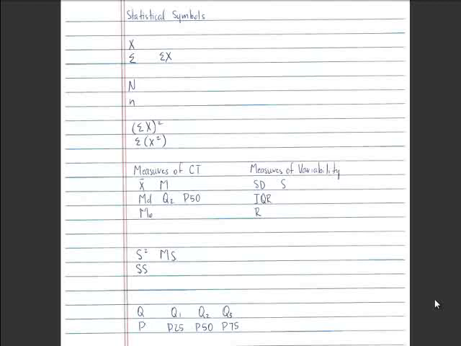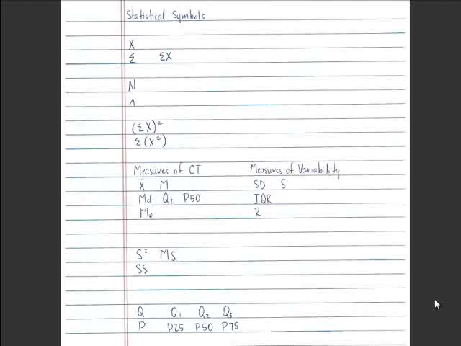In the middle of the page, you see the notation or the symbols for the measures of central tendency and the measures of variability. The measures of central tendency, X bar or M, represent the mean. MD, Q2, or P50 represent the median. MO represents the mode. For the measures of variability, SD or S stands for the standard deviation. IQR represents the interquartile range, and then R simply stands for the range.